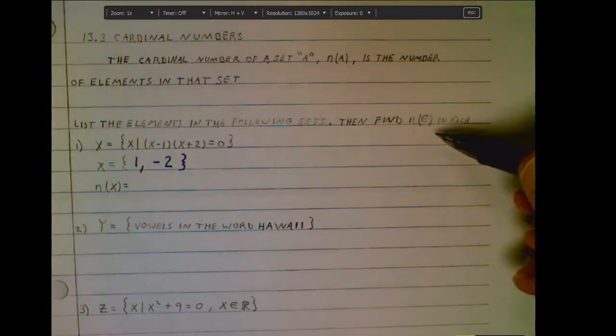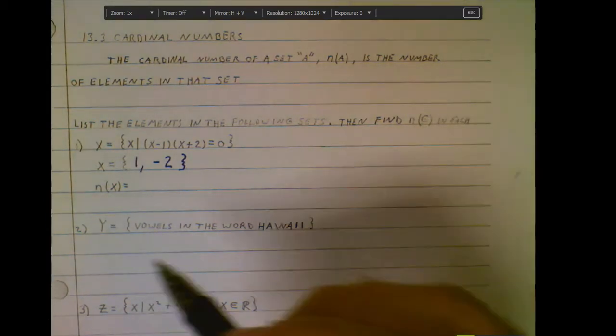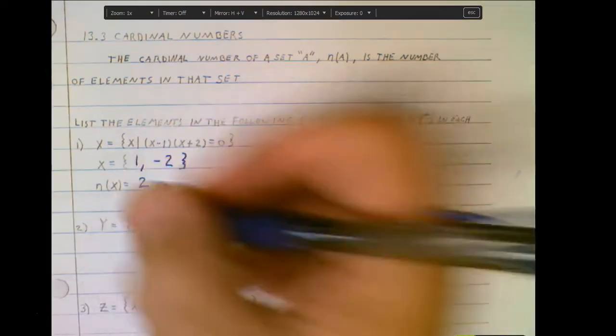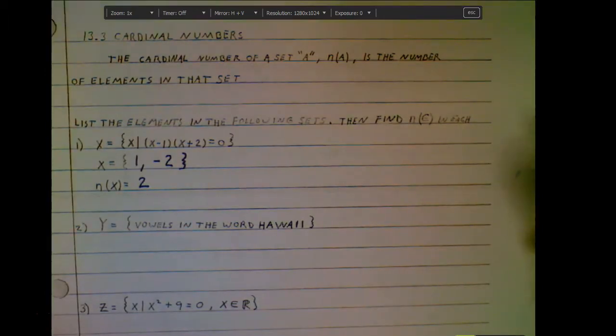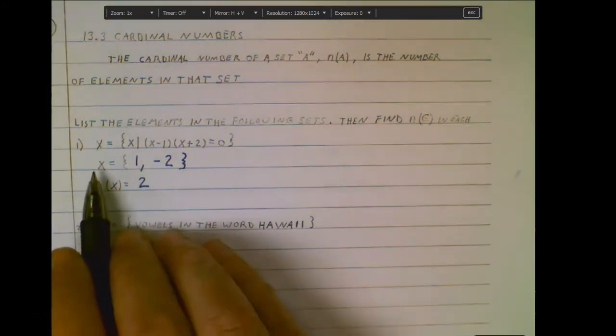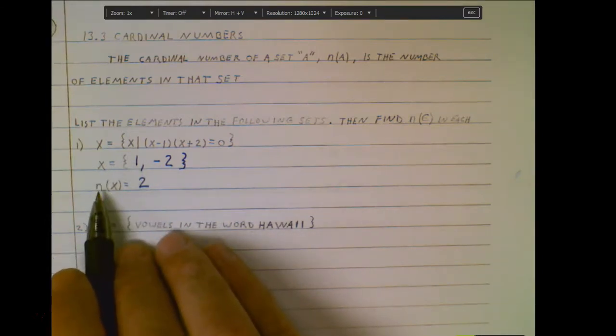The second part of the question, though, is the number of elements. And that simply means how many. So in this case, there are 2 elements within that set. And that's all they want to know, the number of elements. So be really careful to make sure you understand whether it's this concept where you're listing the specific elements or it's this concept where it's just the number of elements.